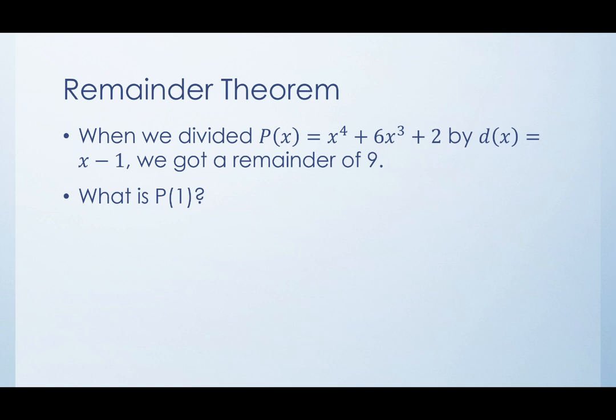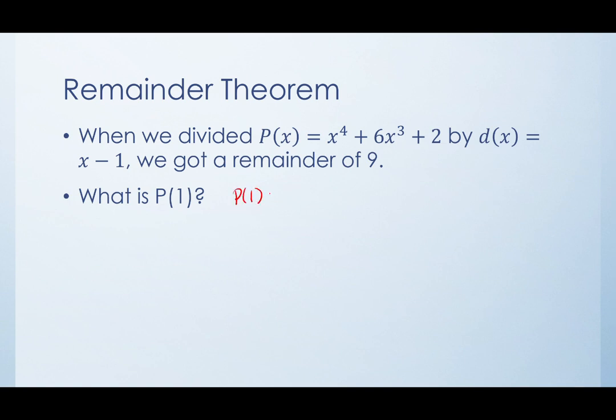All right, so next up we're going to talk about what's called the remainder theorem. Now, when we divided p of x, x to the fourth plus 3x cubed plus 2, by d of x equals x minus 1, we got a remainder of 9, right? And so the question I have for you guys is, well, what is p of 1? What is the polynomial evaluated at 1?